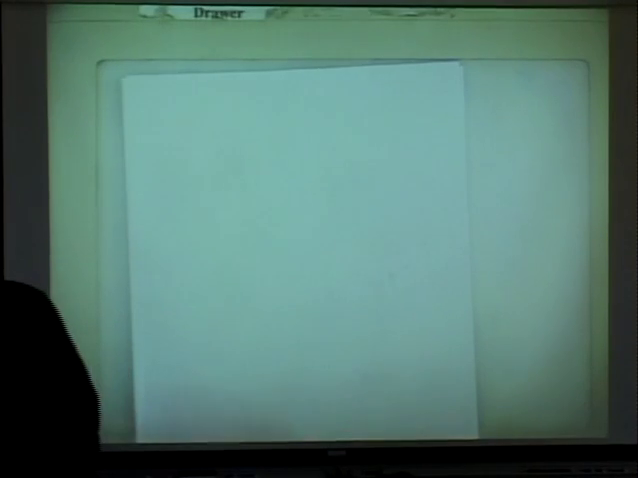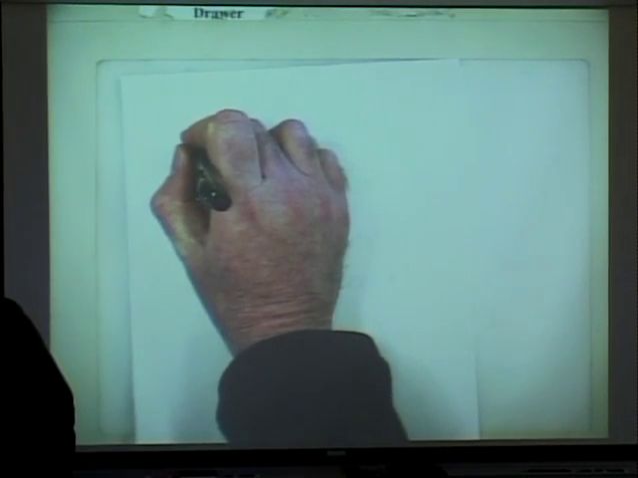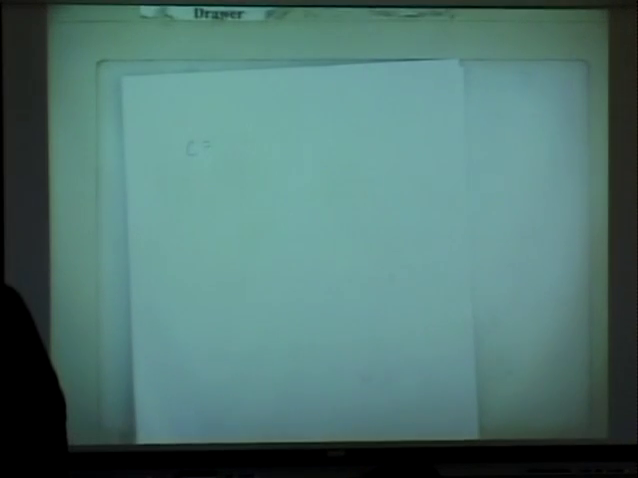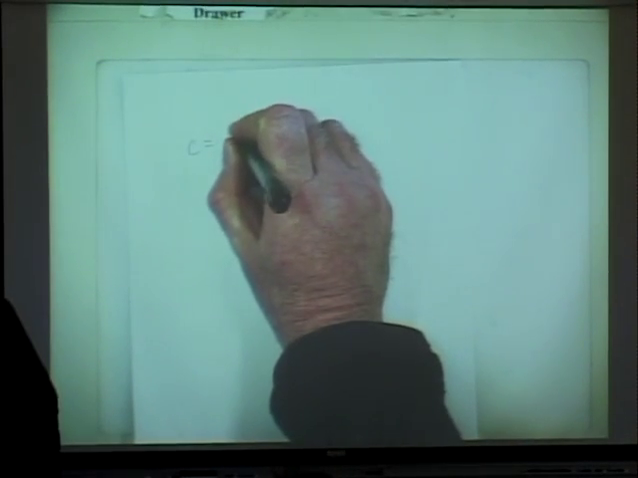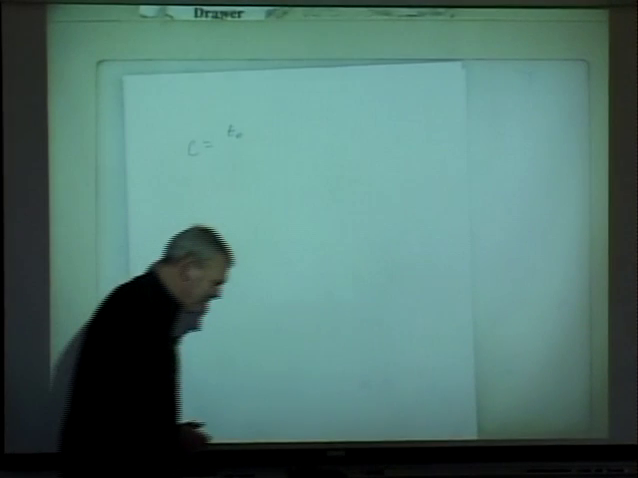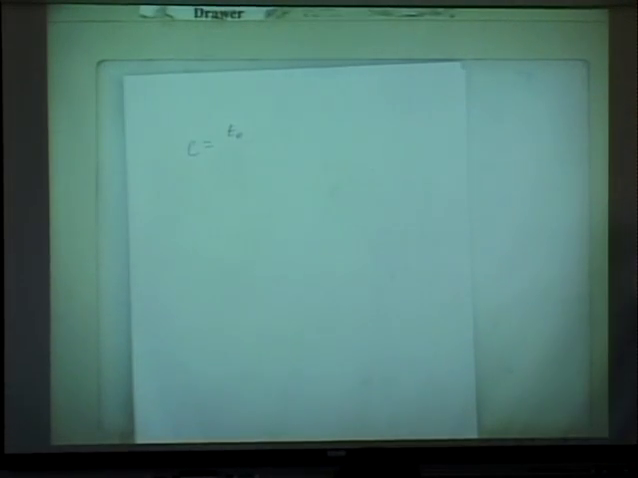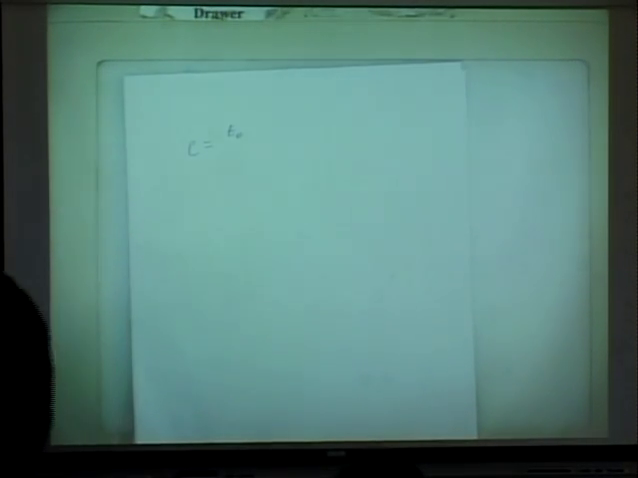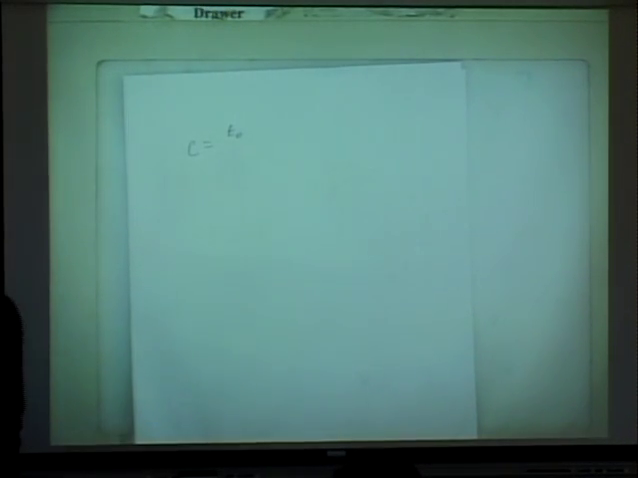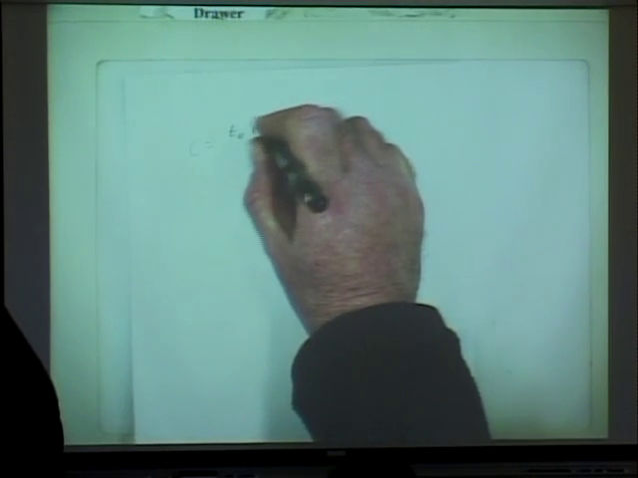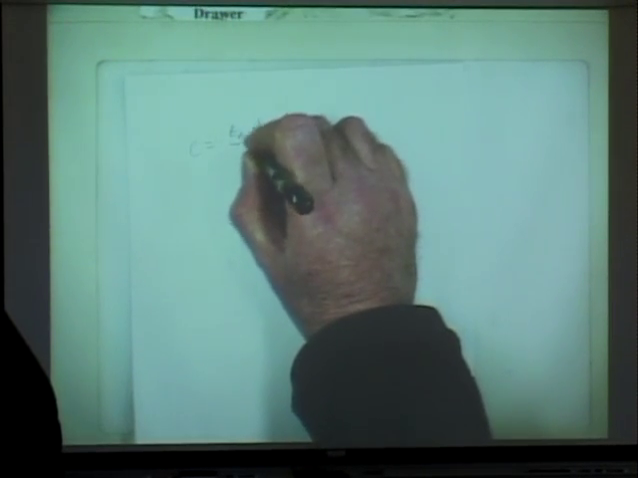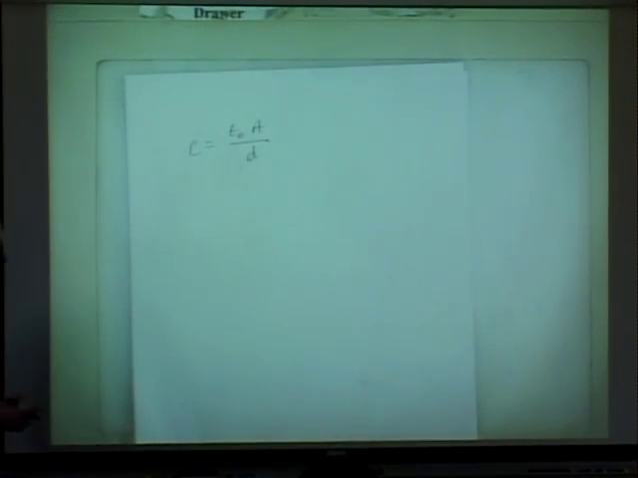We're going to have the capacitance of something equal to the permittivity of free space, that little epsilon naught, which is like 8.85 times 10 to the negative 12, Coulomb squared per newton meter squared. That's your permittivity of free space, times the area of the parallel plate capacitors divided by the distance that they're apart.